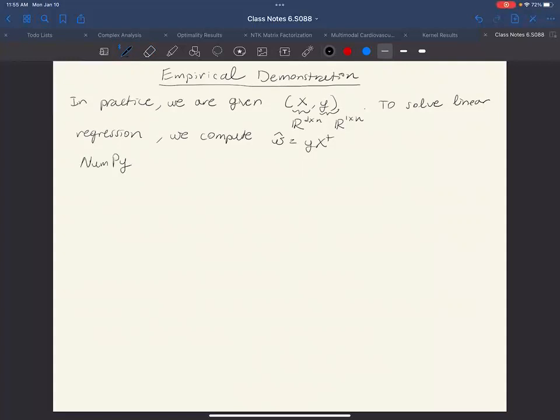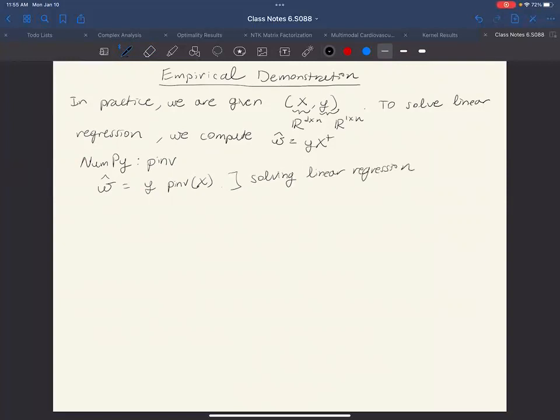And NumPy has actually a function for the pseudo-inverse called pinv. And so all you do is you set your vector W is Y times pinv of X. And that's it. So you've solved linear regression. If you want to predict on a new data point, what do you do? So this is solving linear regression.